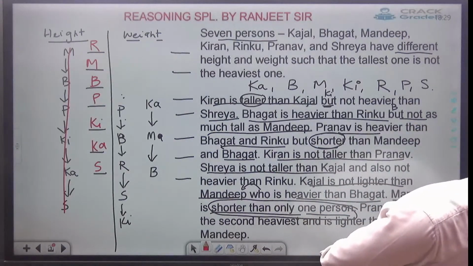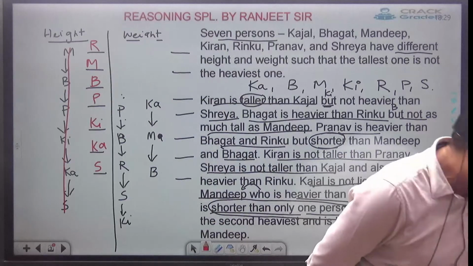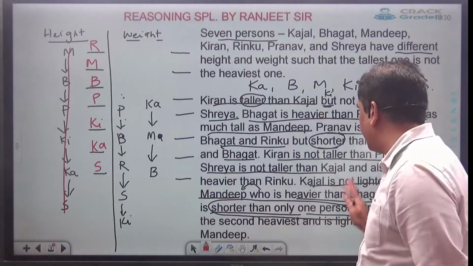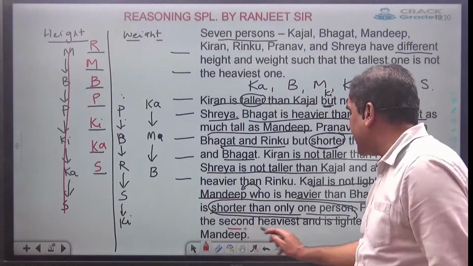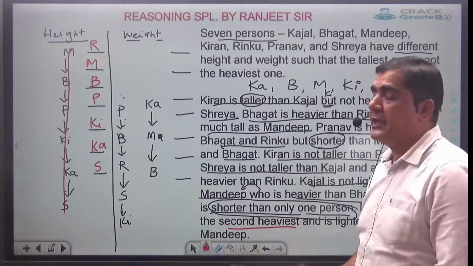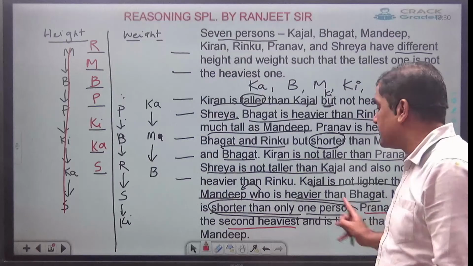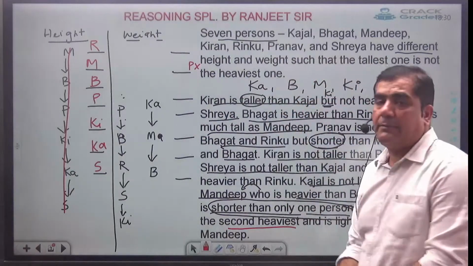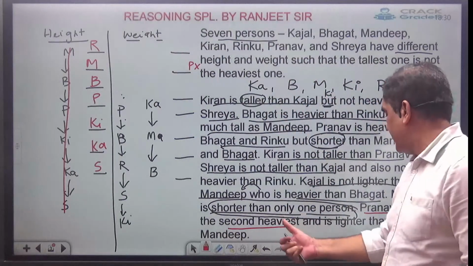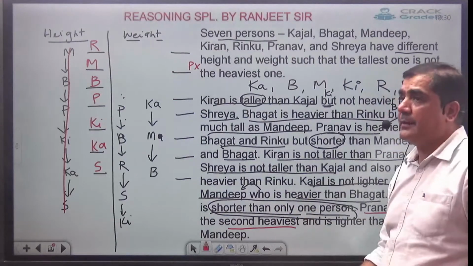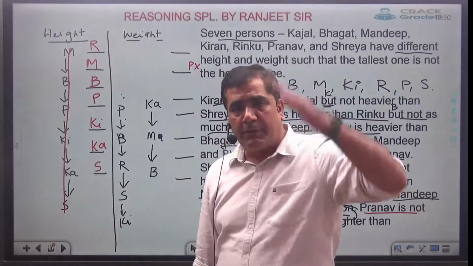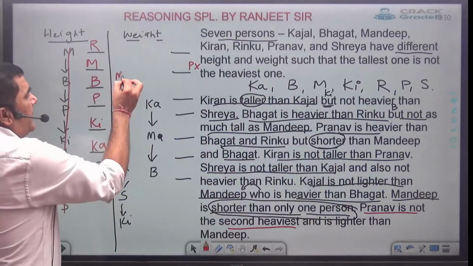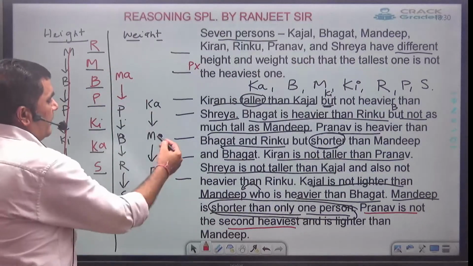Clear? Okay, let's take this one. Mandeep is shorter than only one person, we have done. Now, Pranav is not the second heaviest and is lighter than Mandeep. Pranav is not the second heaviest means Pranav should not be at this place. And he is lighter than Mandeep, so Pranav must be below Mandeep. So Mandeep should be above this one. Great clue. And above Mandeep is Kajal.